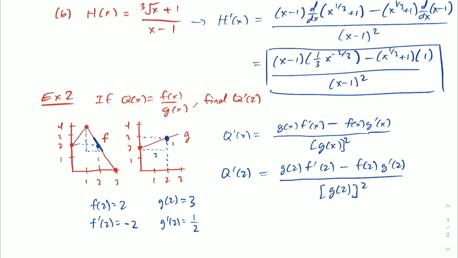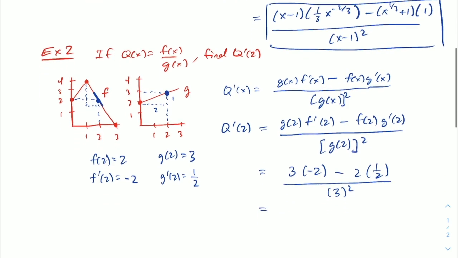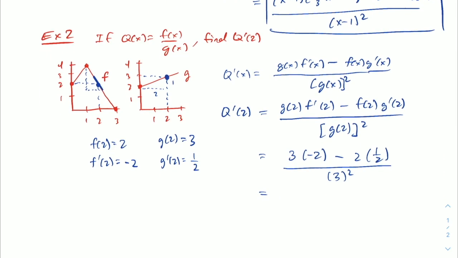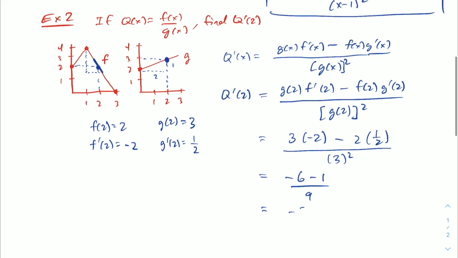All right, now we have these values. We just put them in. So we'll have g of 2 is 3, f prime of 2 is negative 2, f of 2 is 2, and g prime of 2 is 1/2. And the denominator is 3 squared. Simplifying this, we get negative 6 minus 1 over 9, which is negative 7/9.